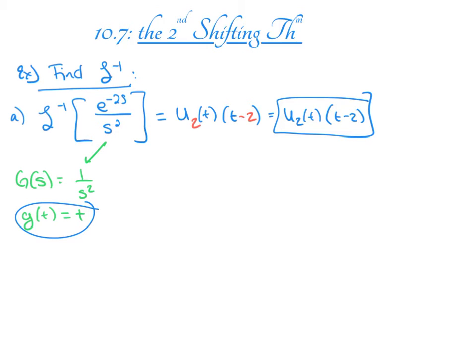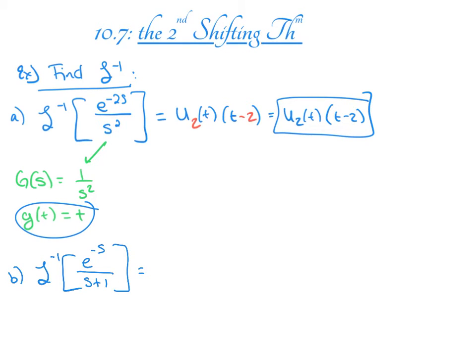I find writing this in green over here, the g of s is 1 over s squared, so it came from g of t equals t, to be really helpful. So let's do a couple more. Let's find the inverse Laplace of the function e to the negative s over s plus 1.